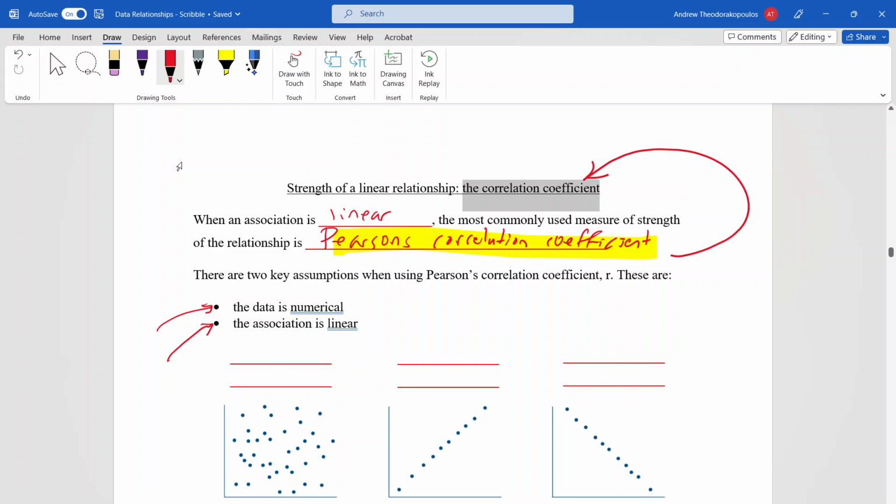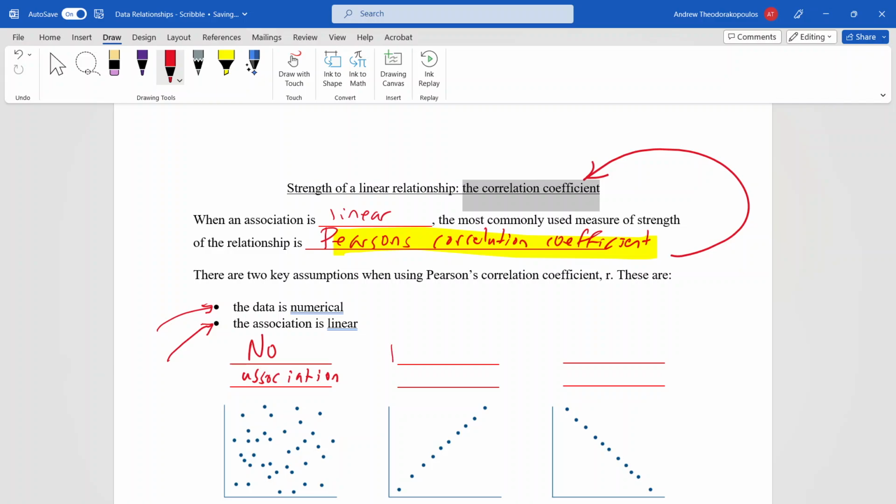So this one here, if we're to talk about those three things that we just mentioned on the previous page, this one would have no association. So we don't know if it's positive, we don't think it's positive, we don't think it's negative. We can't really tell the strength because it seems really, really weak. So therefore we just write no association.